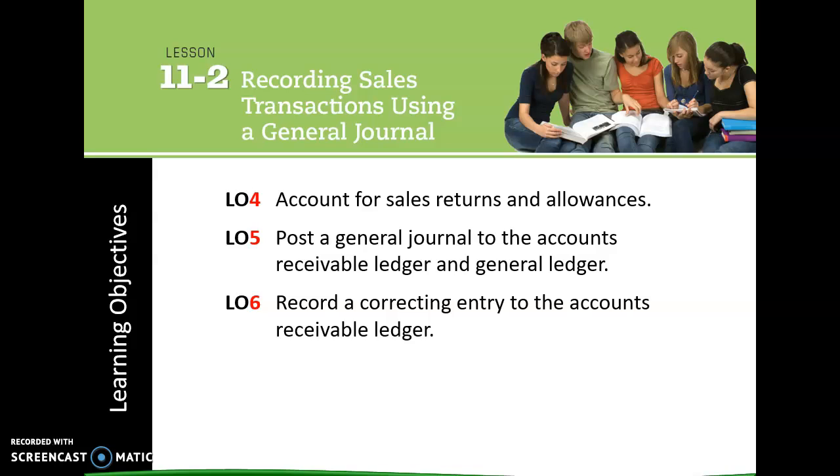So in 11.1, we talked about recording, accounting for purchases, transactions using a general journal. And in 11.2, we're going to talk about recording sales transactions using a general journal. So within this lesson, we're going to account for sales returns and allowances, post a general journal to the accounts receivable ledger and general ledger, and record a correcting entry to the accounts receivable ledger.